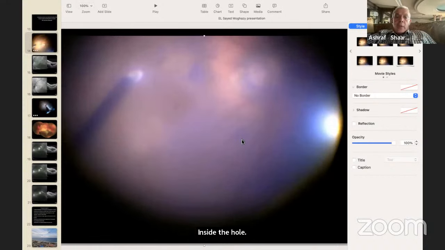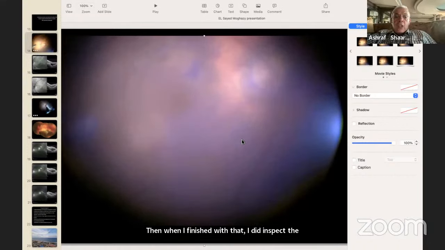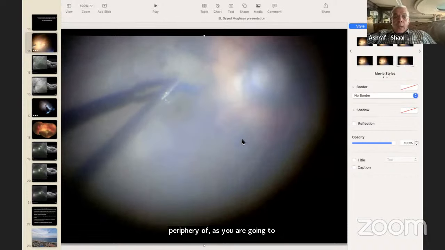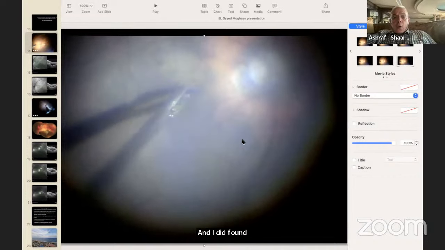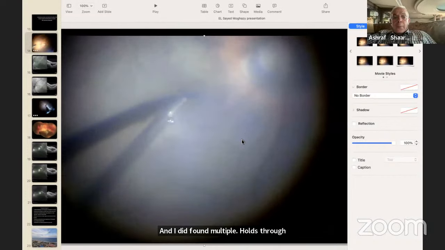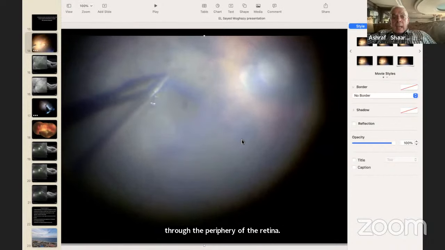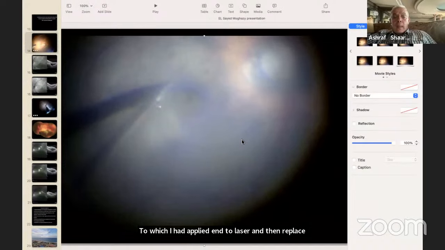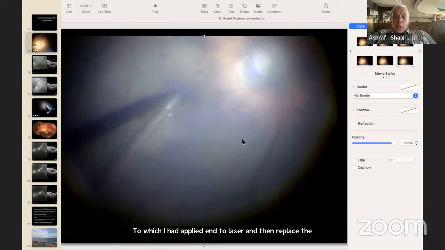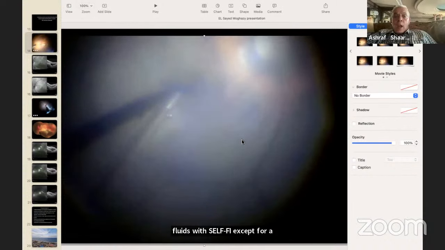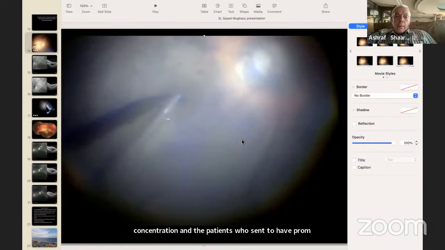Then when I finished with that, I did inspect the periphery of the retina, as you are going to see in just the next few minutes. And I did find multiple horseshoe breaks all through the periphery of the retina, to which I had applied endolaser and then replaced the fluids with sulfur hexafluoride non-expansile concentration, and the patient was sent to have prone position for a week following the surgery.